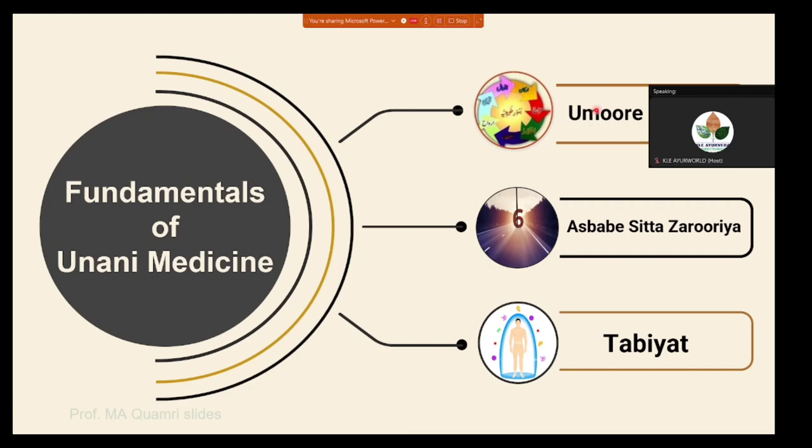That is the Umure Tabayya. There are seven physical factors, followed by Asbab Sitta Zaruriya. There are six essential prerequisites, which are there with the human body always, throughout life. And finally, there is one Tabiyya that is called nature. For the Greek people, in classical physiology, it was called Medicatrix Naturae. All these things, along with some sub-categorized faculties of ours, together make the human body function properly. So these are the three major fundamental parts of the Unani system which we try to understand.